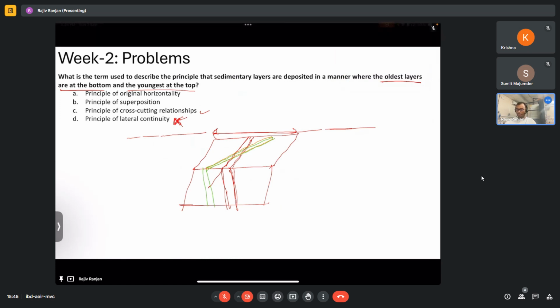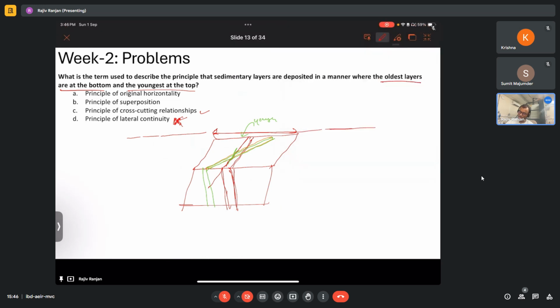So the one which cuts the other ones is the younger. Here we can see the red one is cross-cutting the green one. So the red one is younger and the green one is older. The principle of cross-cutting relationships tells us the one which cuts the other is the younger, and the one which got cut is the older. So this is also not related to depth.